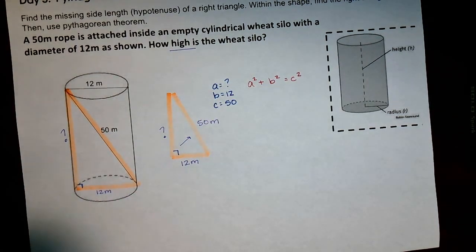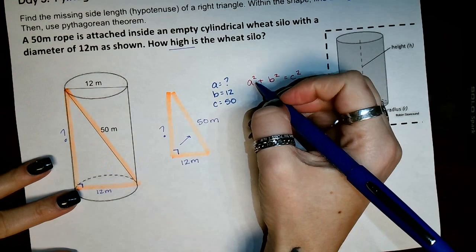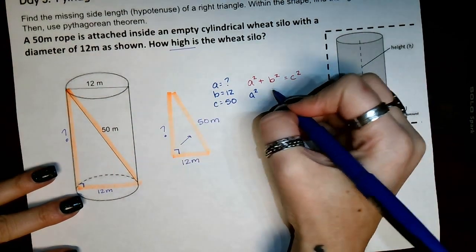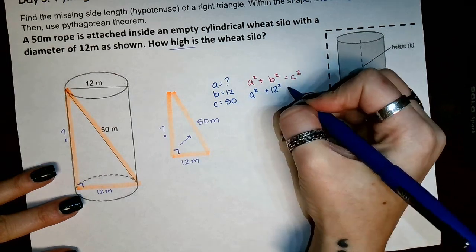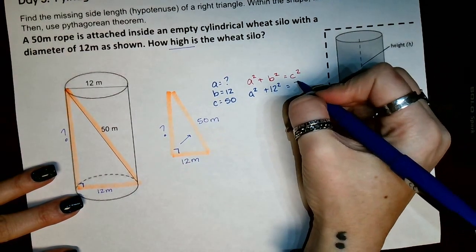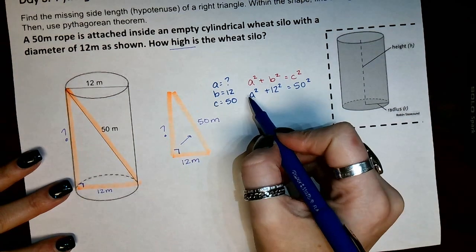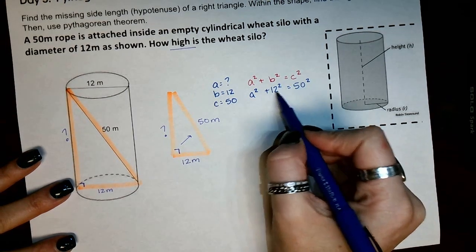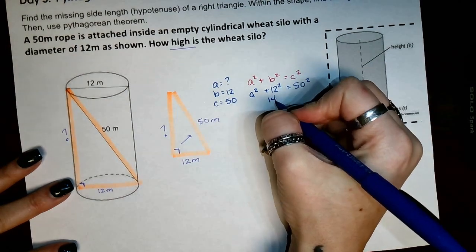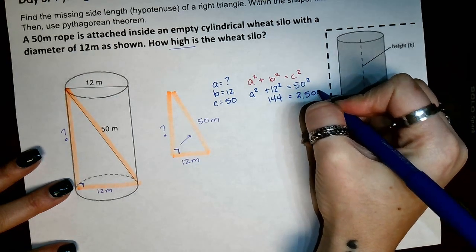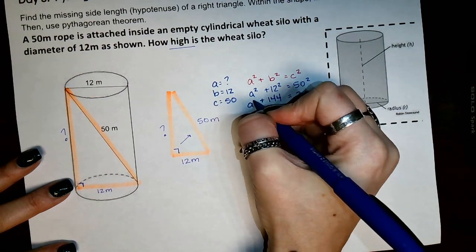Now we're going to go to our equation and plug in what we know. A, we don't know, so we just write a squared. B is 12, so 12 squared. C is 50, so 50 squared. Then we are going to square these values. 12 squared is 144. 50 squared is 2,500. Now bring down the rest.